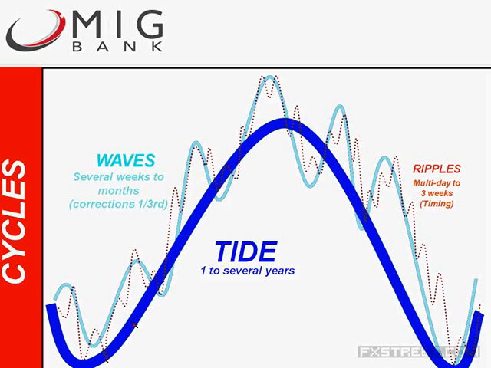And then finally, short-term, the ripples or the multi-day to 3-week short-term cycle is very good for timing. So a lot of you are probably traders here, and here at MIG Bank we produce a lot of short-term trading strategies in our model portfolio. And so the short-term time frame is quite critical for actually choosing entry and exit positions in the market.